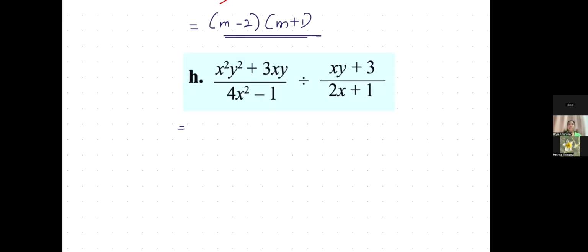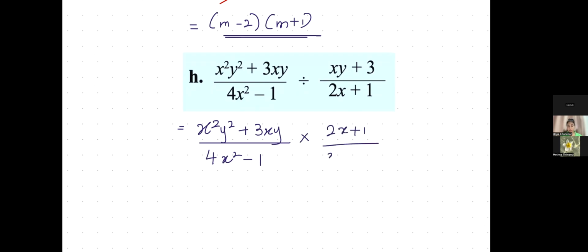Okay. So all right. So here x squared y squared plus 3xy. Now you find doing it in one step confusing. You do it in two steps, just like this, x squared y squared plus 3xy. In the denominator we have 4x squared minus 1. Then division becomes multiplication and this turns to the reciprocal. So 2x plus 1 divided by xy plus 3. On the reciprocal, that's my first step. And then I do factorizing.